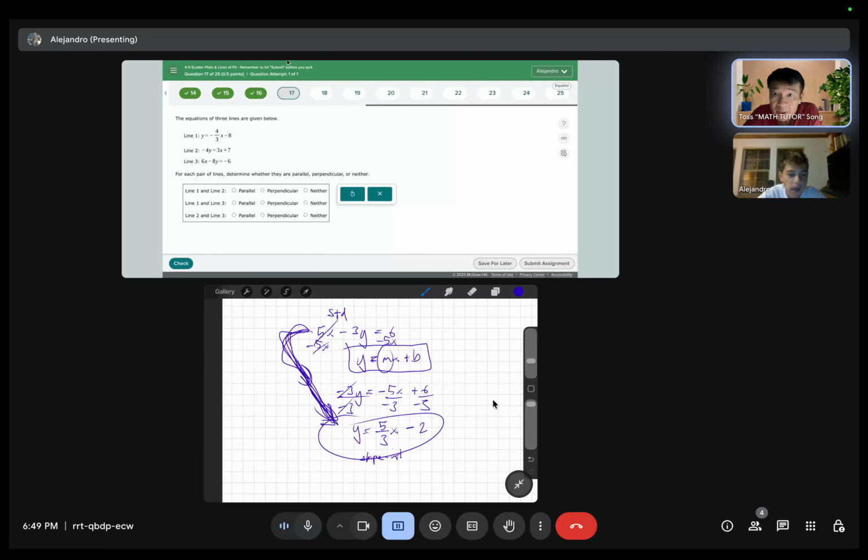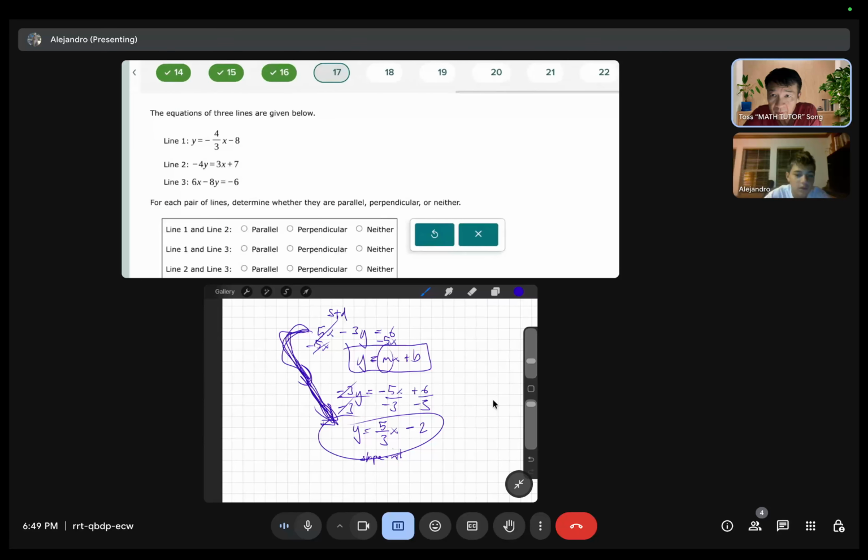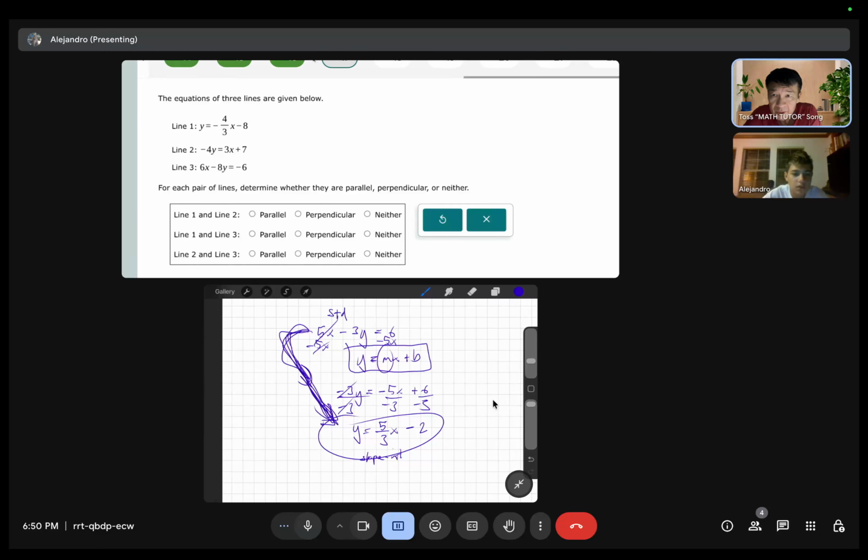Okay, you got 3 lines, imagine, but they're all written differently. And they want you to do what? Let's see. For each pair of lines, I don't know which pair yet, but determine whether they're parallel. Oh, I see. They're giving you the choices on the bottom there. Between line 1 and line 2, are they parallel, perpendicular, or neither? You okay? So we're gonna test it out.